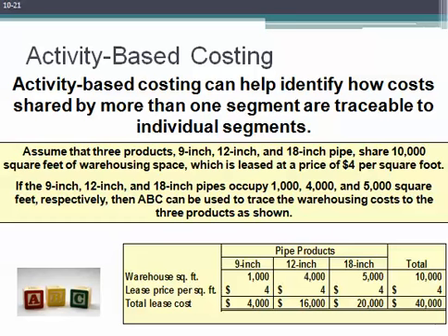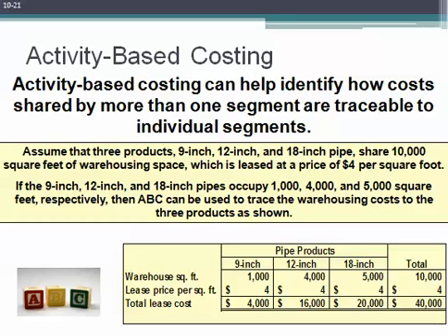So in total, we're spending $40,000 in rent. If we were to use an activity-based costing system, we might allocate the cost of leasing that warehouse to our three products, 9, 12, or 18-inch pipes, based on the number of square feet that those pipes take up in our warehouse. However, if we were to suddenly discontinue carrying the 9-inch pipe, our $40,000 cost wouldn't change.